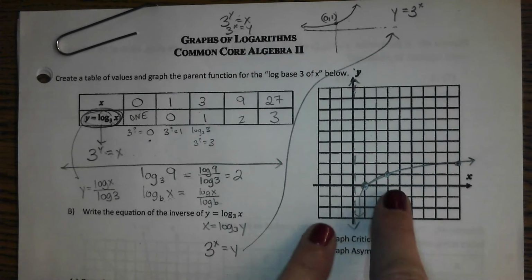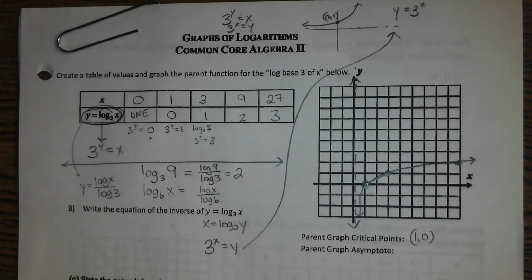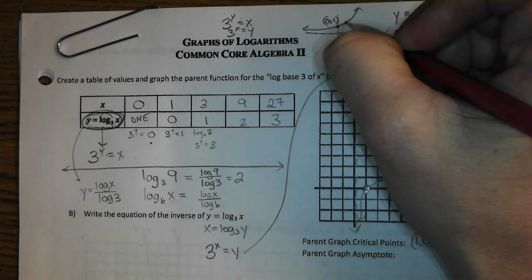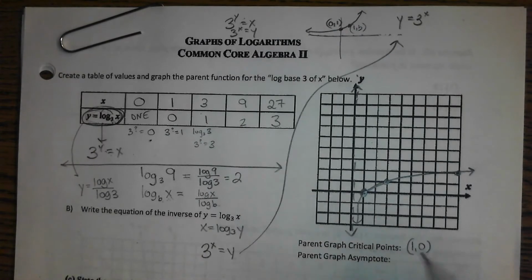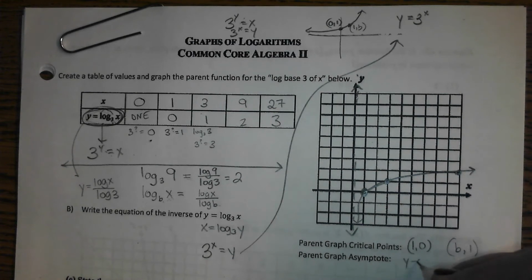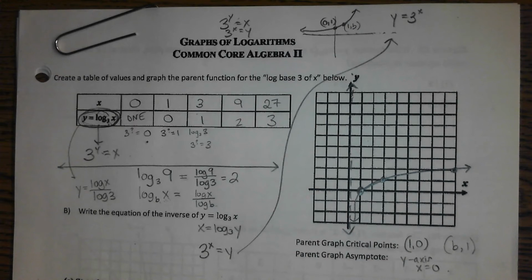The critical points for you guys on a log function are 1, 0. Because for exponential it used to be 0, 1. And for exponential it used to be 1 comma whatever your base is. So this one is base comma 1. In this case the base of our log was 3, hence the reason 3, 1 is on our graph. Does that make sense? The asymptote is the y-axis. The equation of that is x equals 0. Okay?